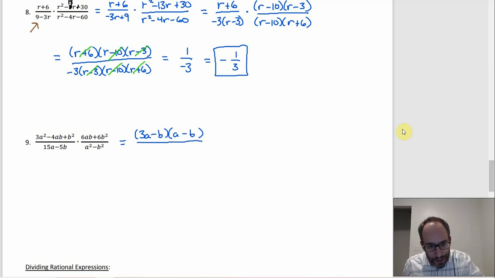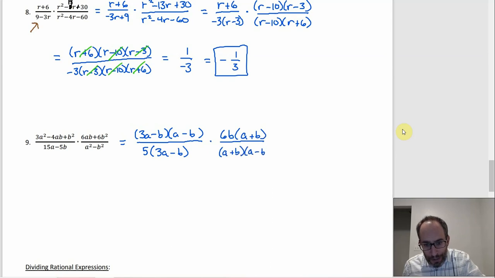And then that first denominator looks like it has a common factor of 5. So if I get that out, then I'd be left with 3a minus b times, let's see, second numerator looks like a common factor of 6b. So 6b factored out, we'd be left with a plus b. And then on the bottom, that's a difference of squares. So it would factor into a plus b times a minus b.